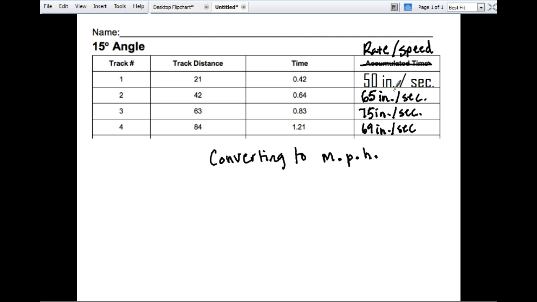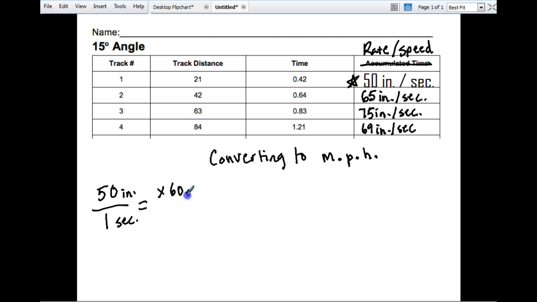Let me explain how you're going to do that. There are quite a few ways to do it. I think the easiest for us at our ability level right now is that I have 50 inches for 1 second from my track number 1. Well, I need this in hours. So I know there are 60 seconds in 1 minute, so I'm going to times this by 60, because that's how many seconds there are in 1 minute.